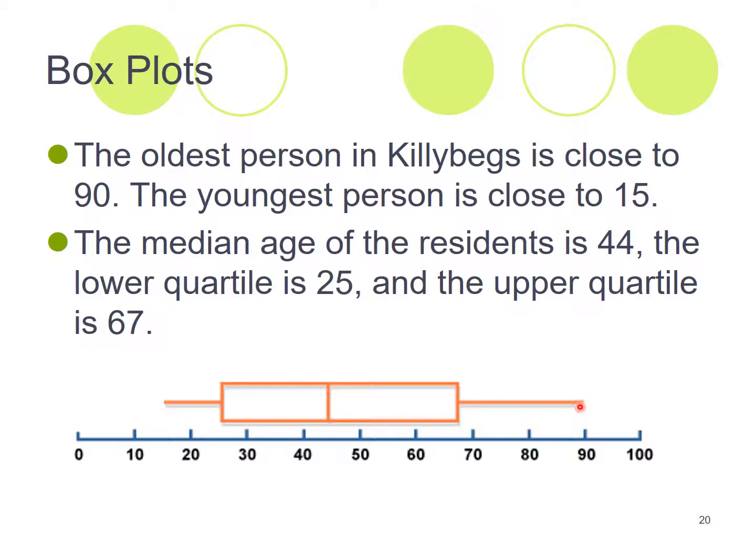The median age of the residents is here, so that's the median, and that's 44. The lower quartile, or the 25th percentile here, is about 25, and the upper quartile is here. So we've got the 25%, the 50%, the 75%. We've got our minimum and our maximum. And the upper quartile is 67 here.